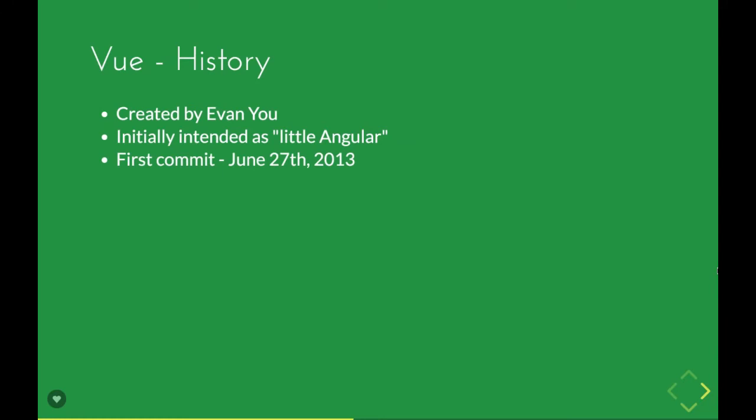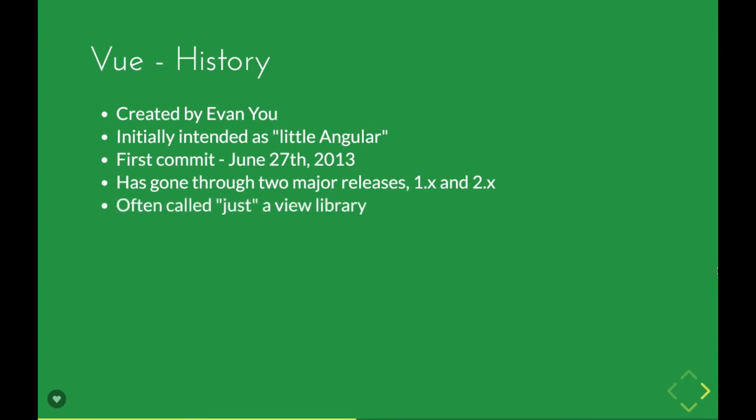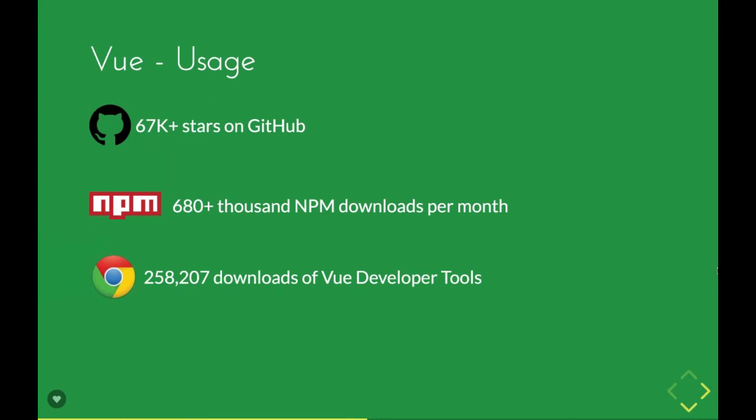First commit was June 27, 2013, and then it's gone through 2 major releases, so 1.x and currently on 2.x. Vue is oftentimes just called a view library, but it's actually quite a bit more, and we'll go into detail as to why. The current release is on 2.4.4, and of course it continues to truck on here. But some usage stats for Vue. We have about 67,000 stars on GitHub. We have over 680,000 NPM downloads per month, and then we have about 560,000 downloads of the Vue developer tools. Again, a Chrome extension that helps us deal with Vue.